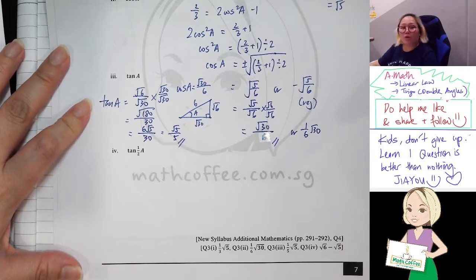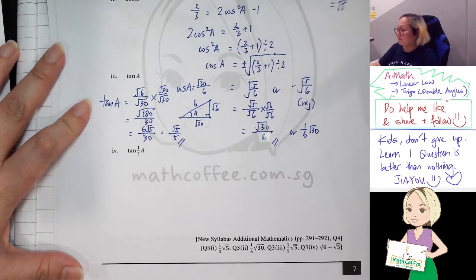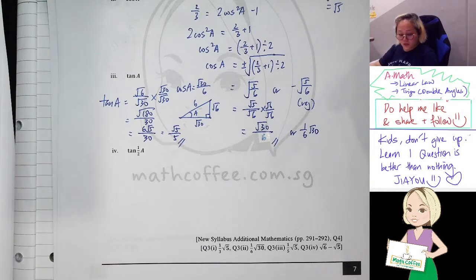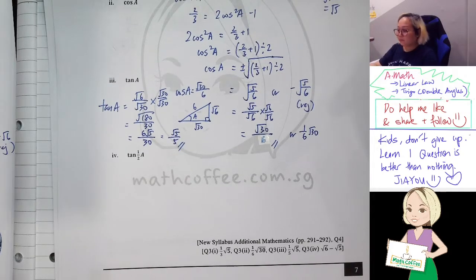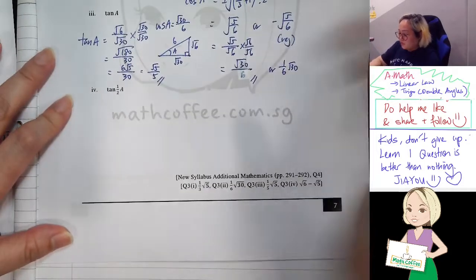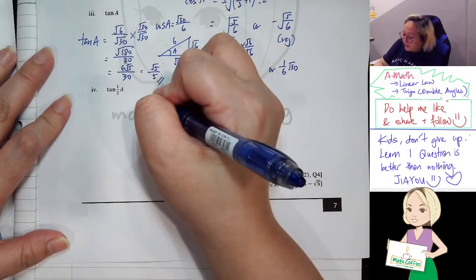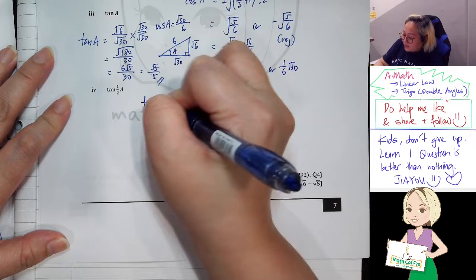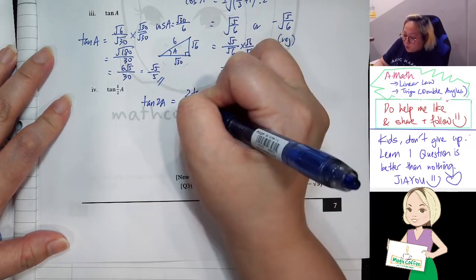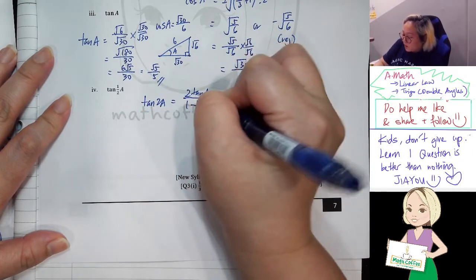Okay, now how to find tangent half A. We're going to use the double angle formula of tangent 2A. So let us write the double angle first. Tangent 2A is equal to 2 tangent A over 1 minus tangent squared A.